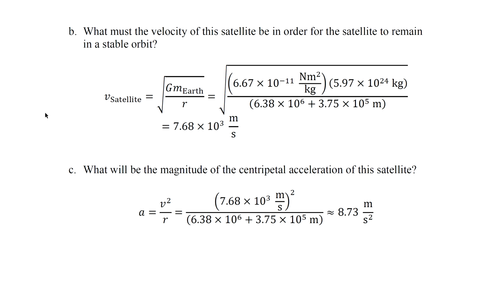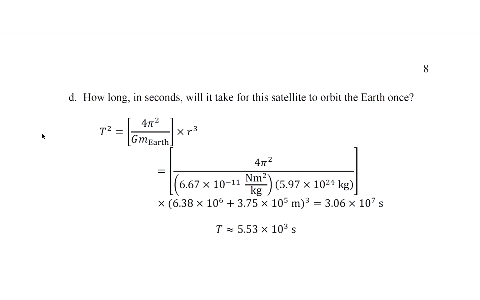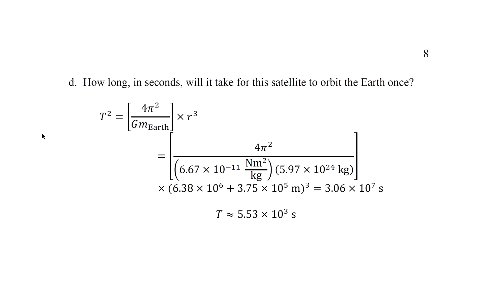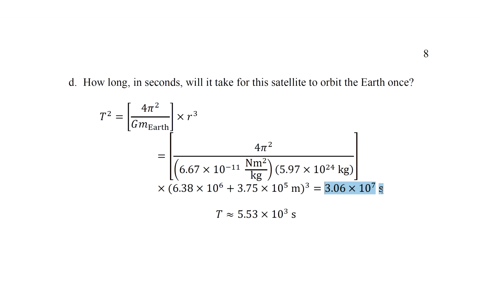Part C, what will be the magnitude of the centripetal acceleration of the satellite? So remember, in circular motion, acceleration is v squared over r. Part D, how long in seconds will it take for the satellite to orbit the Earth once? So we have this equation for T squared. We solve for T squared. Take the square root of both sides to get T.